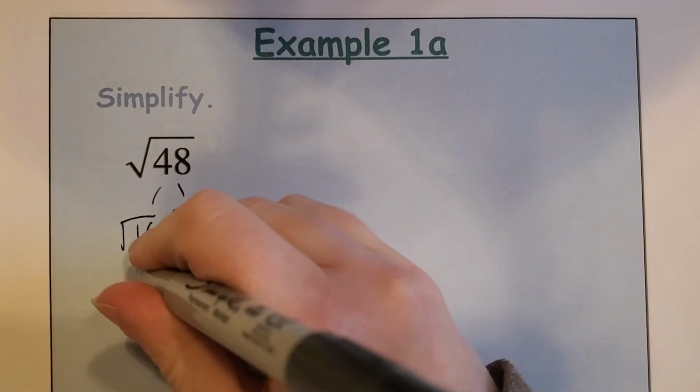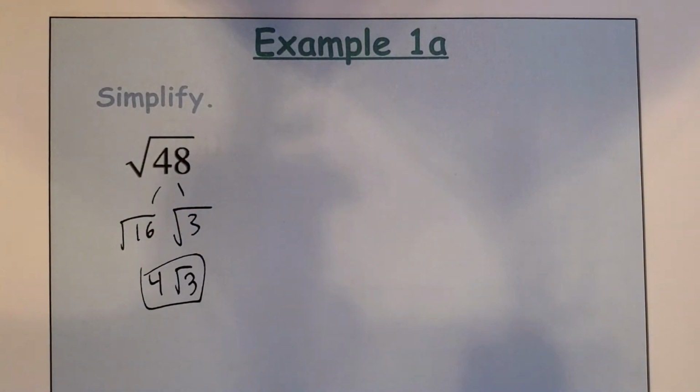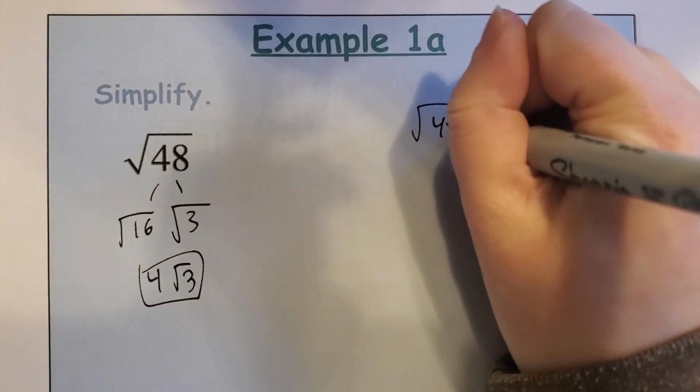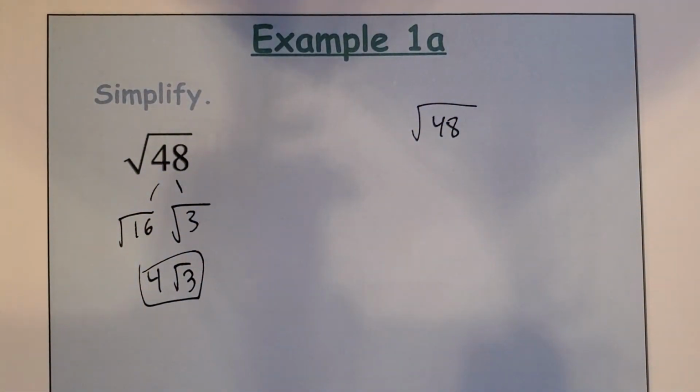And that's our final answer. Now, here's the reason why I say biggest perfect square factor. All right? Because I'm sure some people are sitting there and they looked at 48 and they said, wait a second, 48 is divisible by 4.